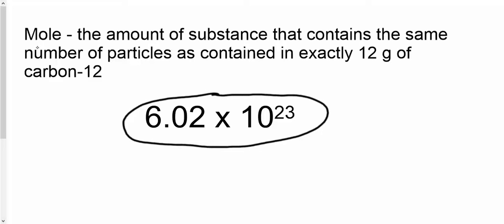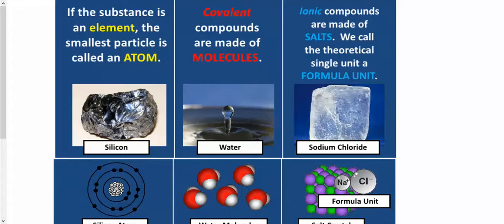The standard definition is the mole is the amount of substance that contains the same number of particles as contained in exactly 12 grams of carbon-12. And that number is 6.02 times 10 to the 23rd. It's also known as Avogadro's number. Now, if you are talking about an element, if you have 1 mole of an element, that means you have 6.02 times 10 to the 23rd atoms, because atoms are the particles that make up elements.